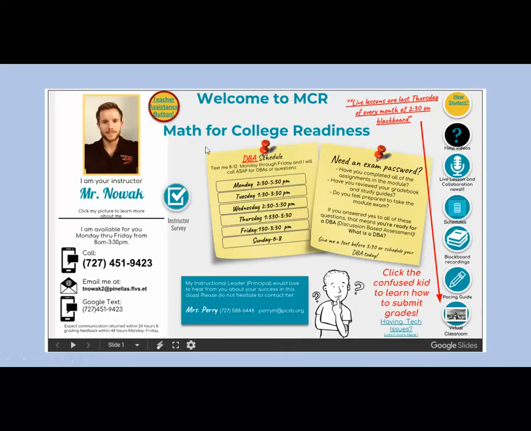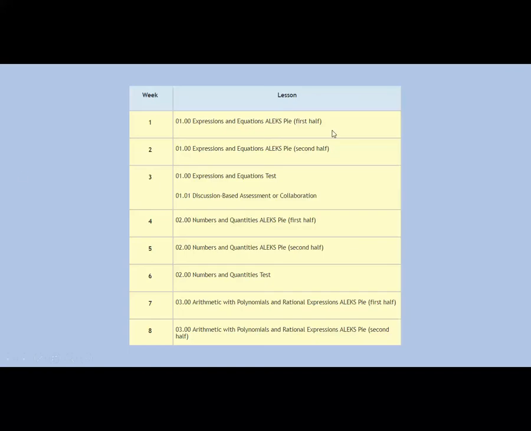So here's the home page when you log in to the course. If you want to know exactly where you should be at, you're going to go right here where it says pacing guide. You just select that, and then what it's going to do is bring up this. This is an example pacing guide.